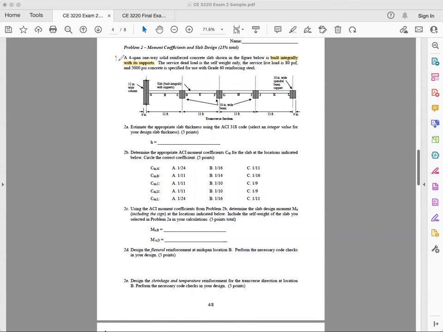I would say definitely on the exam. We'll change the configuration slightly. We'll change the numbers slightly as well, but make sure you know how to do this, because this will be on the exam.